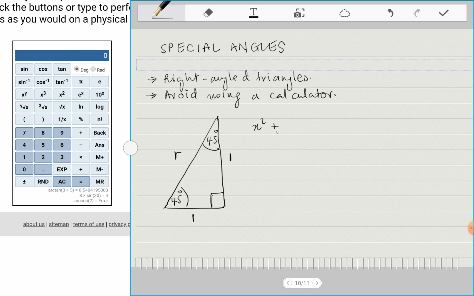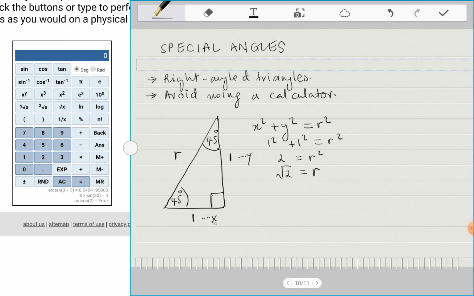So the Theorem of Pythagoras we've just discussed is x squared plus y squared equals r squared, okay? So we're going to call this side here x, this side here y, and then obviously r. If we do that, we substitute in there, and that gives us 2 for r squared. Then we see that we get the square root of 2 for r.